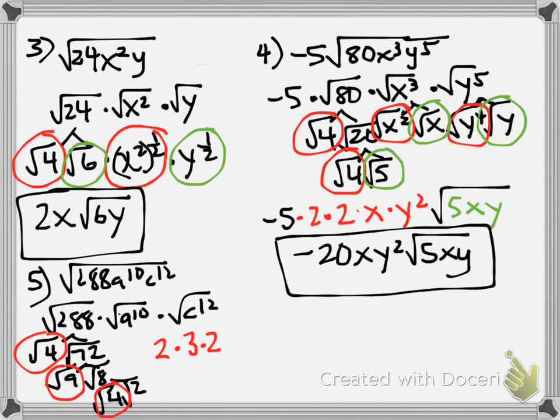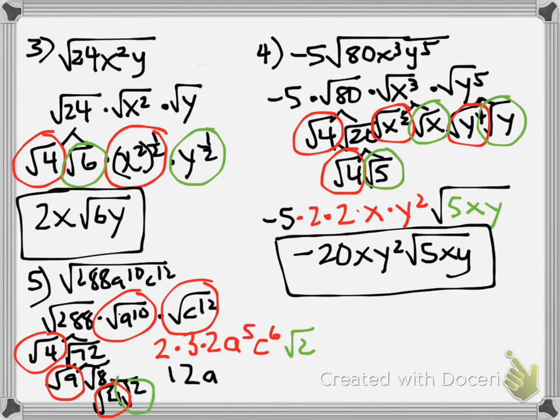What's the square root of a to the 10th? A to the 5th. And how about c to the 12th? What I wasn't able to take the square root of was a 2, and that was it. So 2 times 3 is 6. 6 times 2 is 12. So my answer is 12, a to the 5th, c to the 6th, radical 2. All right? Okay. How about if we have a fraction under a radical?